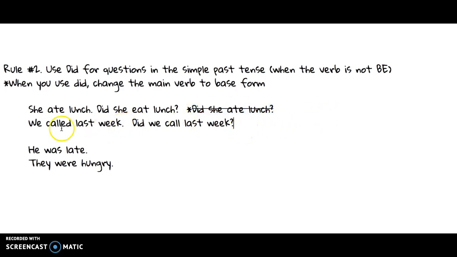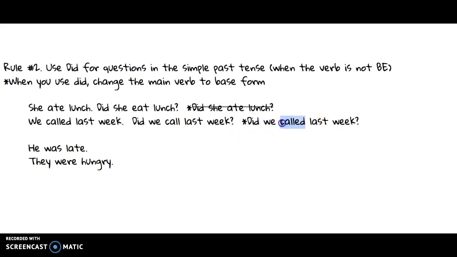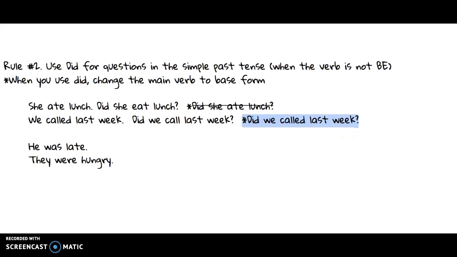Let's look at this example. We called last week. And our question, did we call last week? The common mistake people might make is did we called last week? But this is too much past tense. We have our did, so we don't want to use past tense here. We want to use base form, call. So this is also a mistake.